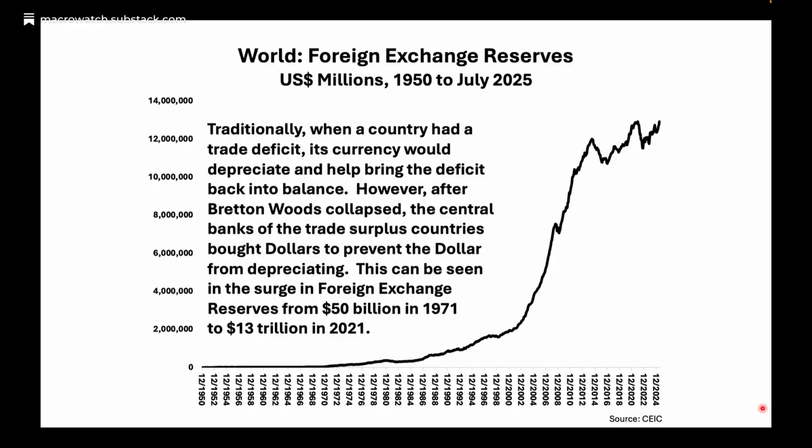Traditionally, when a country had a trade deficit, its currency would depreciate and help bring the deficit back into balance. However, after Bretton Woods collapsed, the central banks of the trade surplus countries bought dollars to prevent the dollar from depreciating. This can be seen in the surge in foreign exchange reserves from $50 billion in 1971 to $13 trillion in 2021.